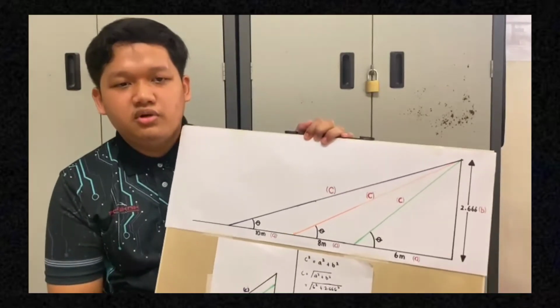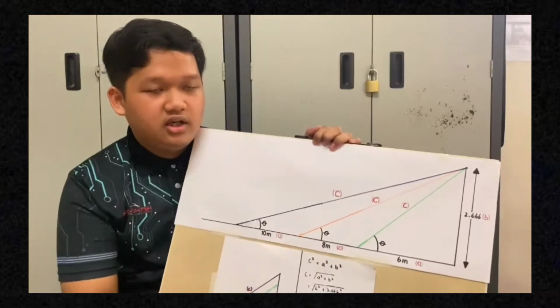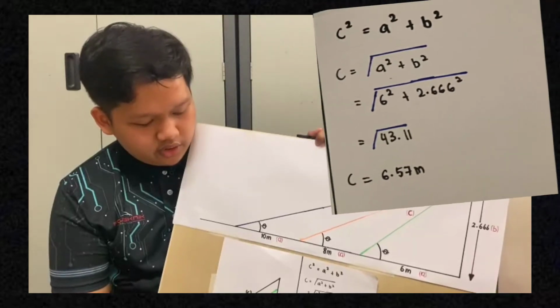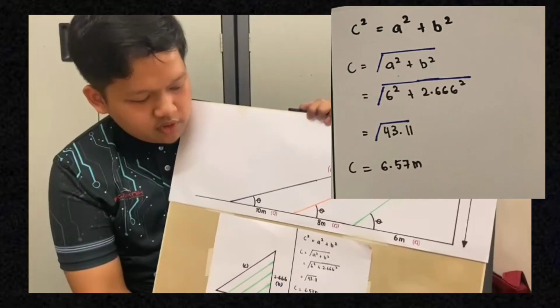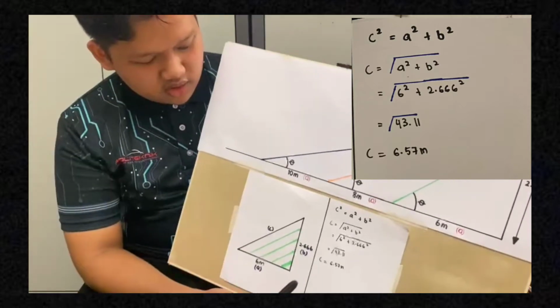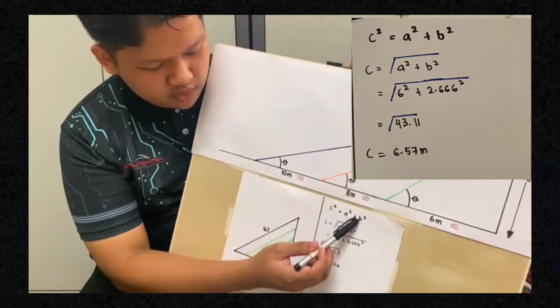Now I want to talk about the explanation of how to find the hypotenuse in this triangle. The formula that we use to find the hypotenuse in the triangle is C square equal to A square plus B square. Now we use the formula C square equal to A square plus B square.